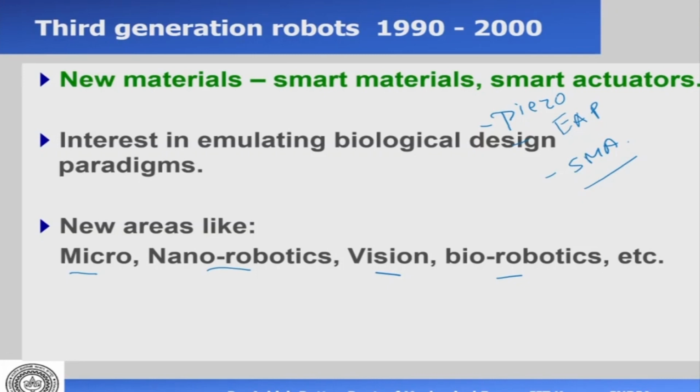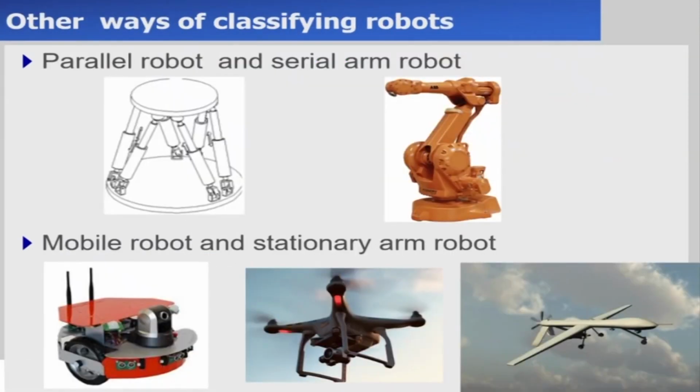So these are the three generations of robotics that we have seen. The first is transistor, then electronics becoming smaller, and then smart materials, which has taken us right from industrial robots to the nano micro domain. There are other ways of classifying robots. So one way of classifying robots is by the external interaction.